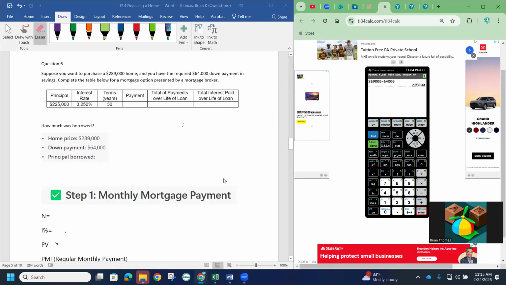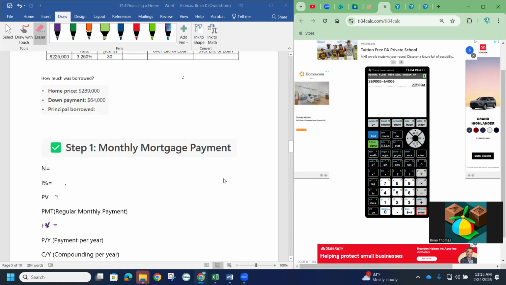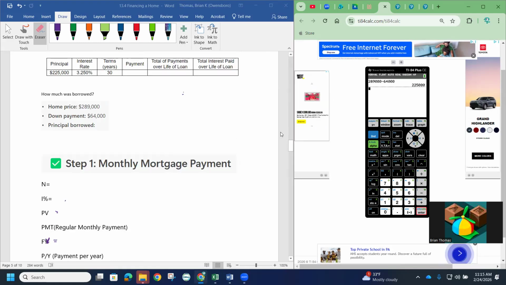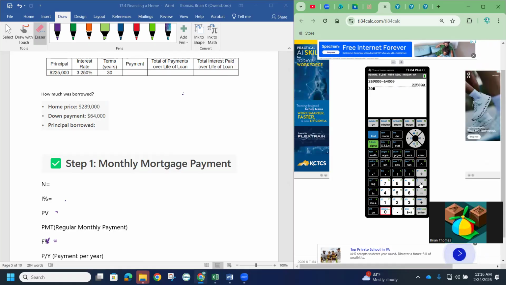So to find the regular monthly payment, I'm going to use the TVM solver. So the first thing is how many payments do we have? So we're buying over 30 years. So 30 years, and we're paying 12 times a year, 12 monthly payments. So 360, I'm sorry, 30 years times 12 is going to give us the 360. So that's going to be the number of payments over the lifetime of the loan.